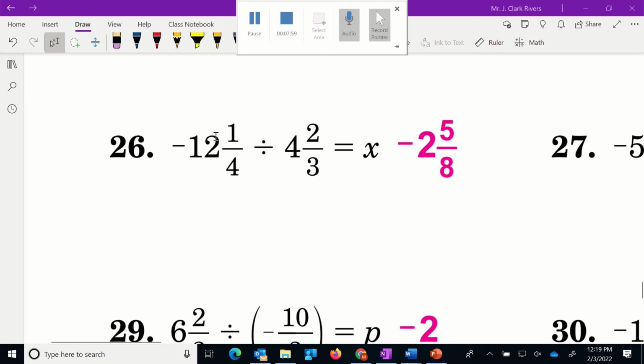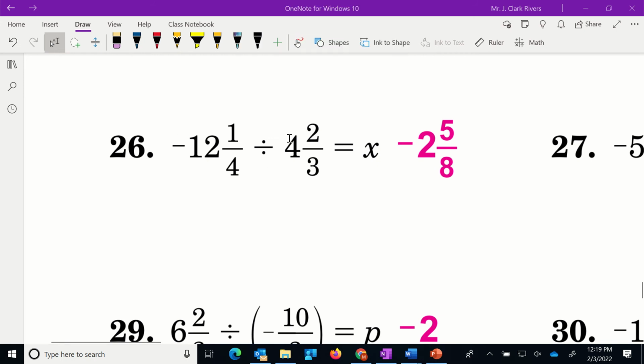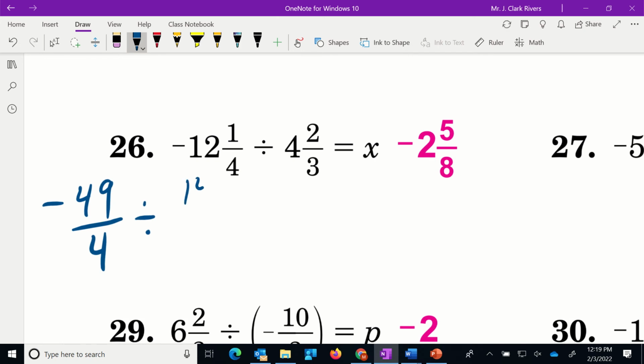The first thing we need to do is what here? Who knows? James? Convert fractions to mixed numbers. Yeah, change them to improper fractions. They're currently mixed numbers. This first one, we know it's going to be negative, right? What's 12 times 4? 48. 48 plus 1 is? 49. So that's 49/4. Divided by, what's 4 times 3? 12. 12 plus 2 is? 14. So check to make sure you had negative 49/4 divided by 14/3.